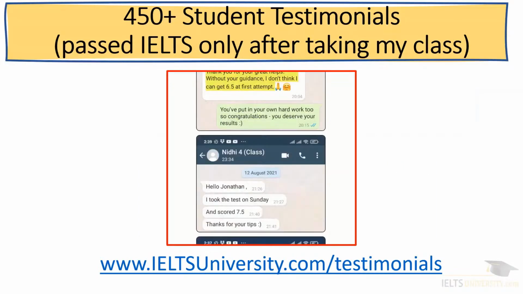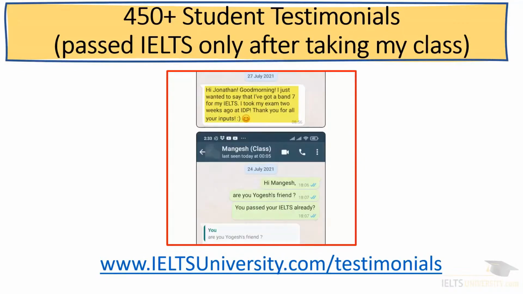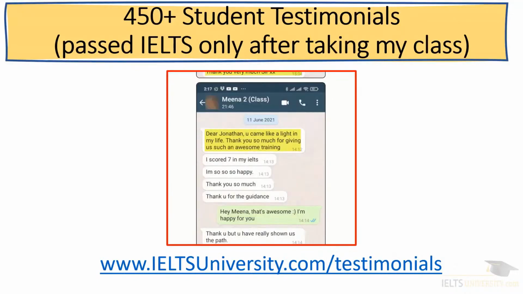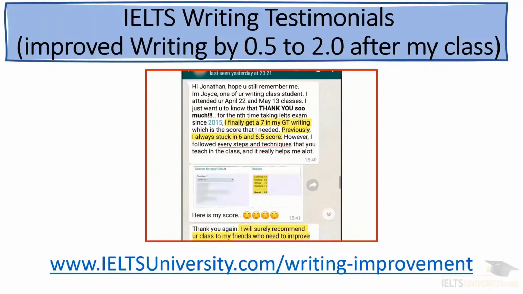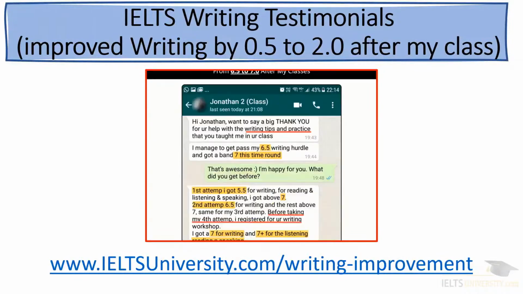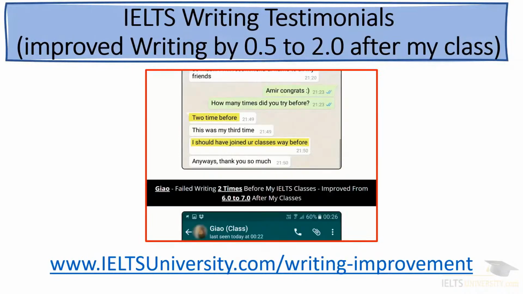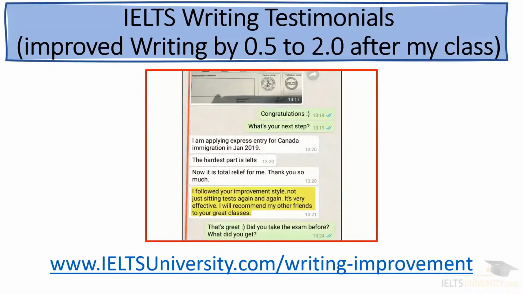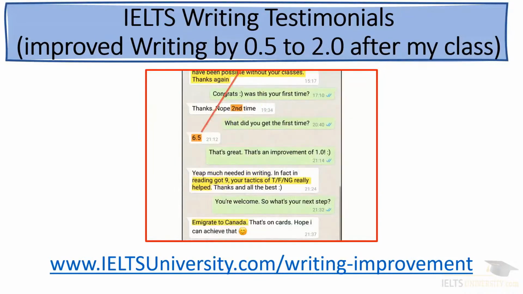For my classes, I've helped 450 plus students pass their IELTS exam after taking my class. You can go to this webpage to read all those 450 plus messages there. And also to this webpage, if you want to find out more about how students who failed their IELTS writing before coming to my class passed it immediately after coming to my classes. All right, so writing is the most difficult component and the main reason why students fail their IELTS. If they fail their IELTS, most likely they're going to fail writing.